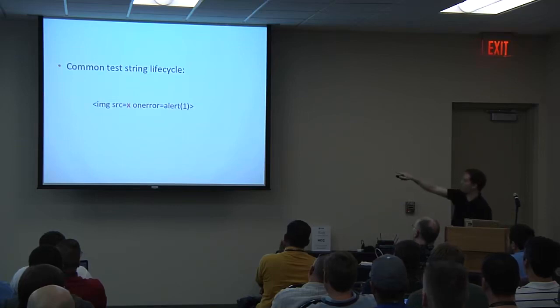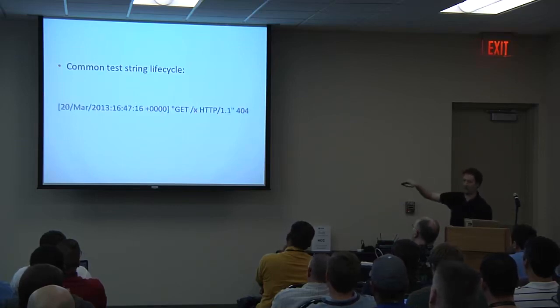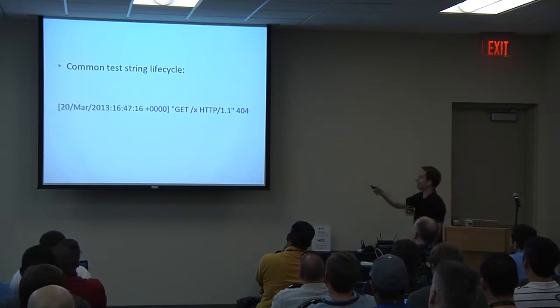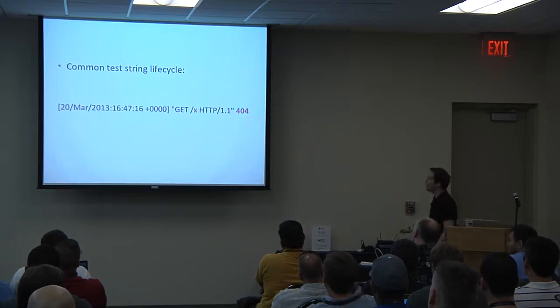What happens there? Well, the first part is you try to load an image named X. What does that look like on the server side? There's a GET to /x. What does it almost certainly look like? A 404 in your application. Because that X doesn't actually exist in your application.